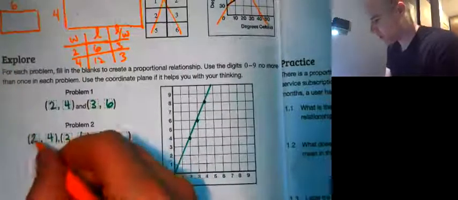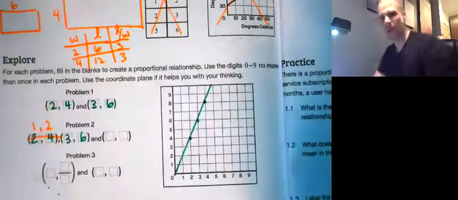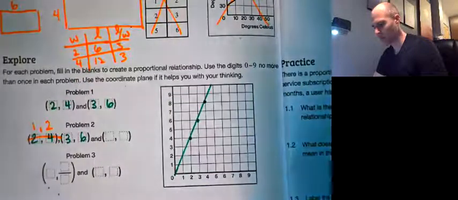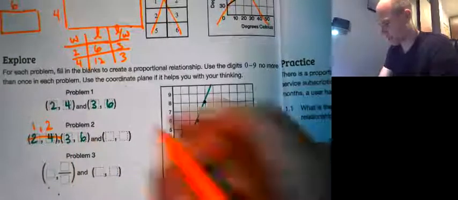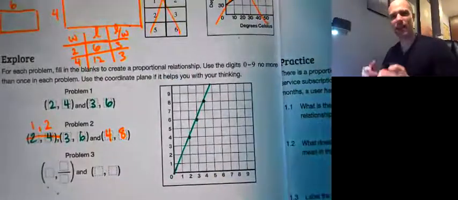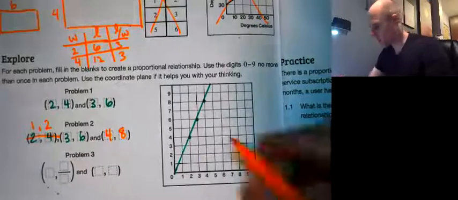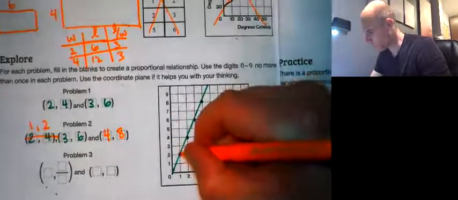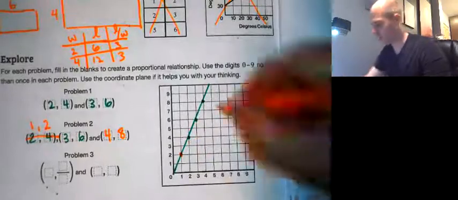No big deal. What if I made it 1, 2 instead, and then 3, 6, and then I can use 4, 8, right? Yeah, now I can. So it's still the same idea, but now I'm using this point 1, 2, and I'm using this point 4, 8.